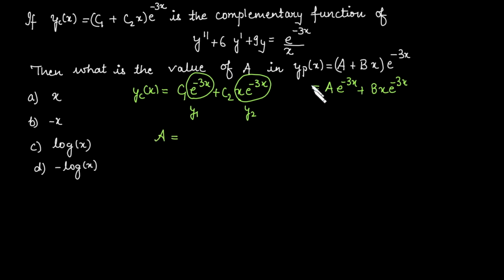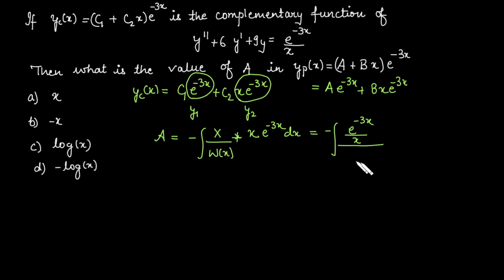So how we can calculate this a? That is minus integration capital X divided by Wronskian into, rather than e raised to power minus 3x, we can write x e raised to power minus 3x, this function, dx. Now, what is the value of capital X? That is e raised to power minus 3x divided by x, divided by Wronskian, x e raised to power minus 3x dx. Let's calculate the Wronskian in this case.